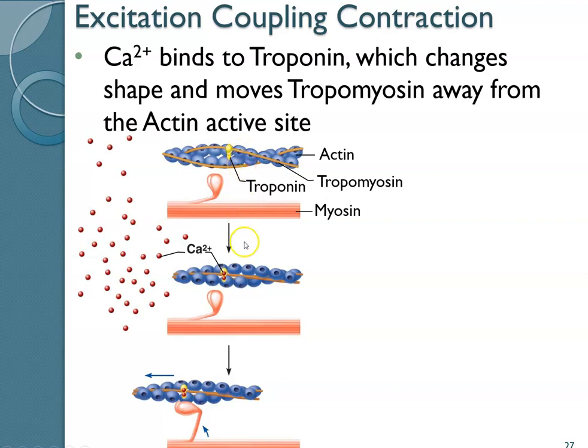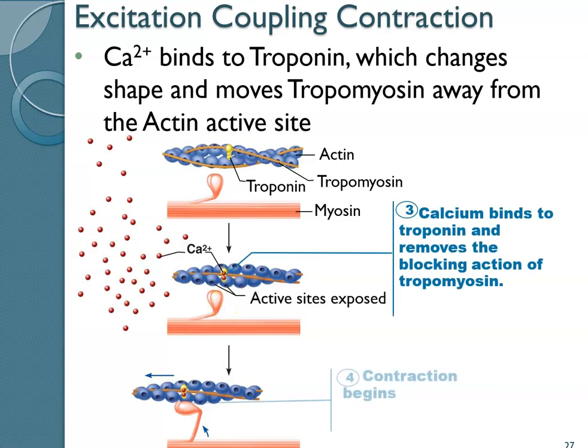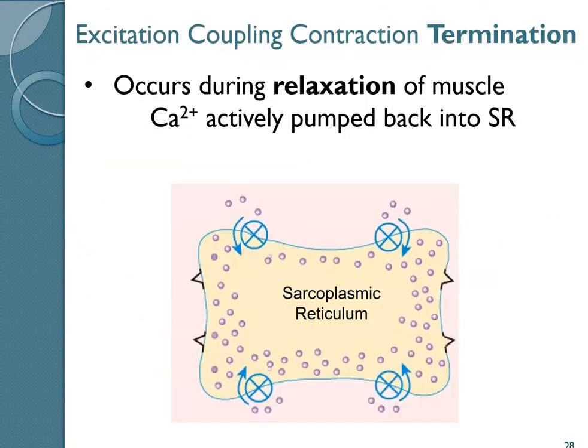It moves tropomyosin away. Now you can see those indentations. Those are the active sites of actin. The myosin head can bind to those active sites. This starts off excitation, because the action potential came in, it triggered calcium to be released, and we start off the contraction process.